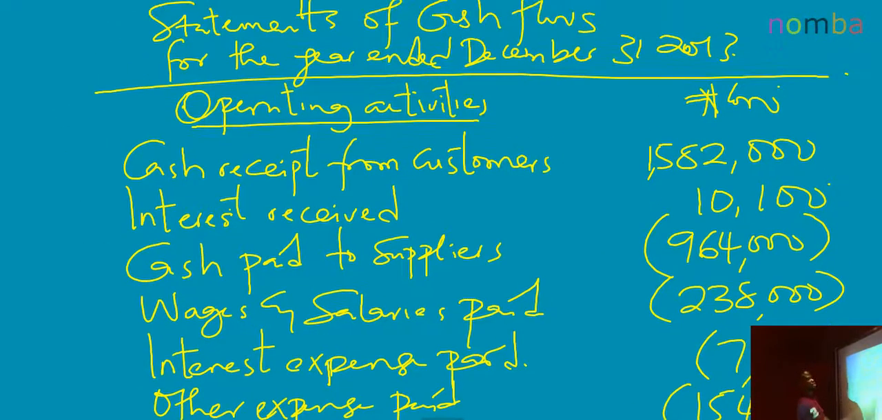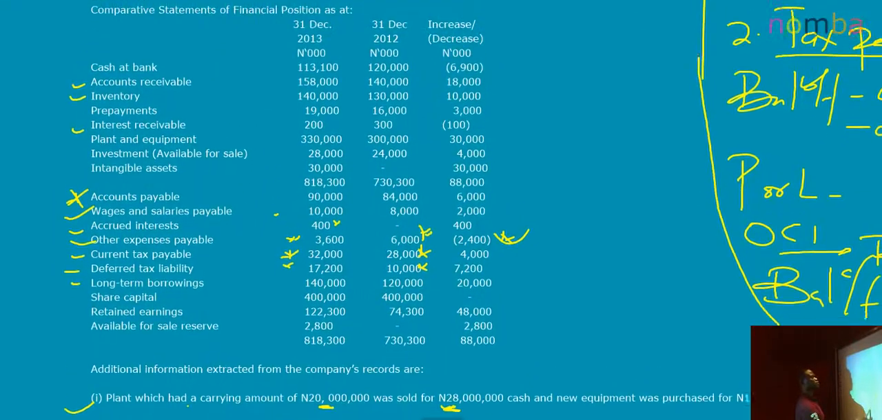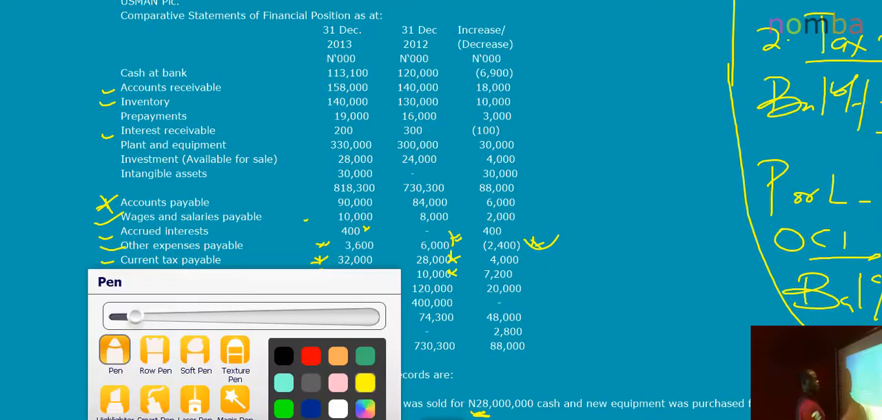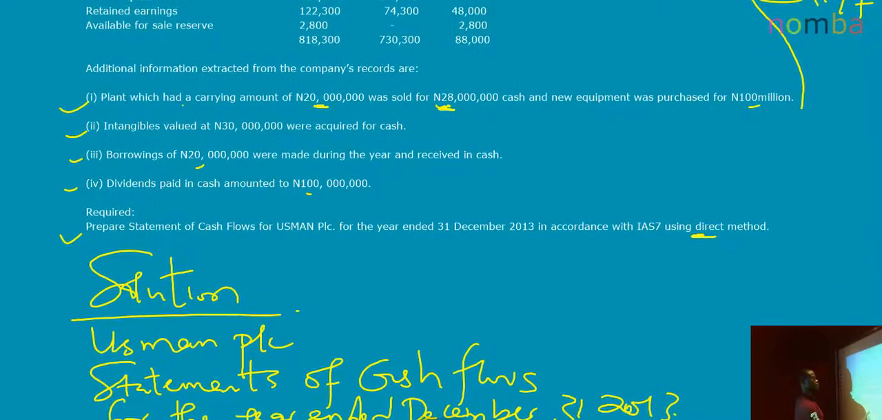Okay, so let's go to the statement of financial position. The first item I can see here is intangible asset. This intangible asset at the beginning was nil, and at the end of the period is now 30,000. So that means there is an increase in intangible assets of 30,000. And if you look at note 2, they already told us that this increase, the intangibles valued at 30,000, were acquired for cash.